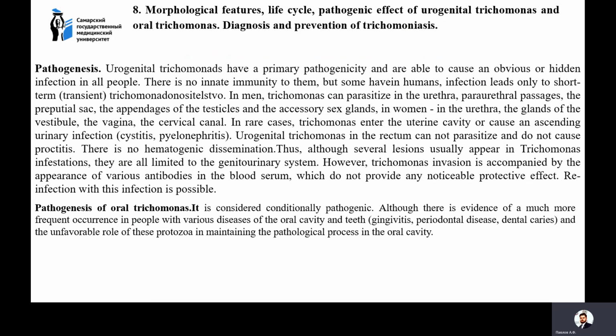Trichomonas can parasitize in the urethra, parauretral passages, the preputial sac, the appendages of the testicles, and the accessory sex glands. In women, in the urethra, the glands of the vestibule, the vagina, the cervical canal.